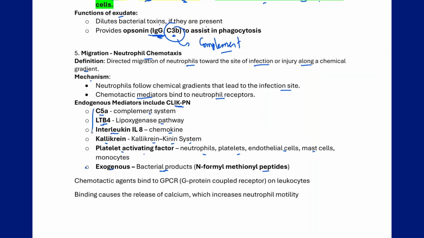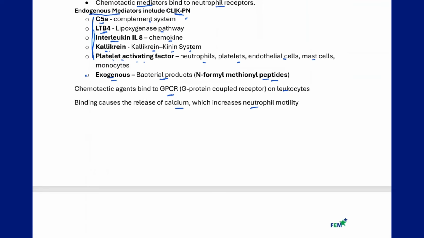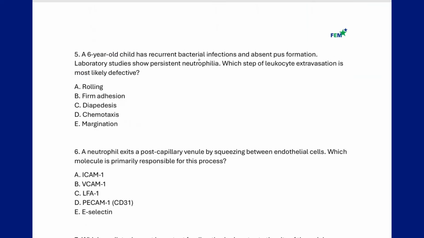So these are all our neutrophil chemotaxis mediators. The first few, C5a, LTB4, interleukin 8, kallikrein, platelet activating factor, are what? Endogenous mediators. Whereas the last one, N-formylmethionine peptide, is from the bacterial products. And this chemotactic agent binds to the GPCR, which is the G protein coupled receptor on the leukocyte. And the binding causes the release of calcium, and that increases neutrophil motility, so that the neutrophil could move towards the site of the injury or where the 6-year-old girl has recurrent bacterial infection.